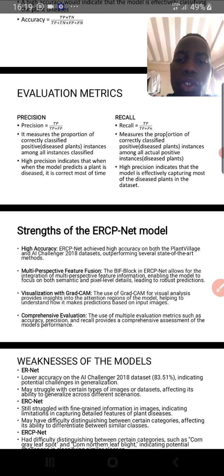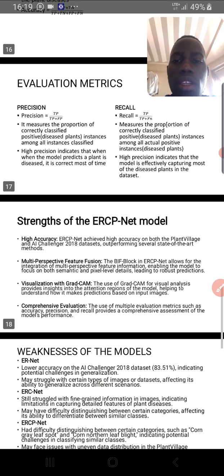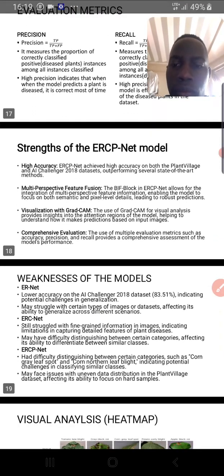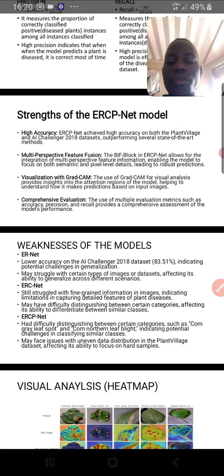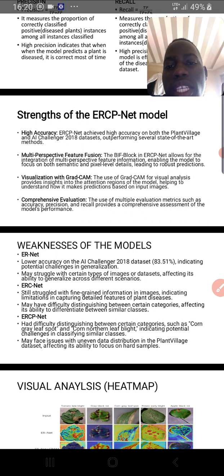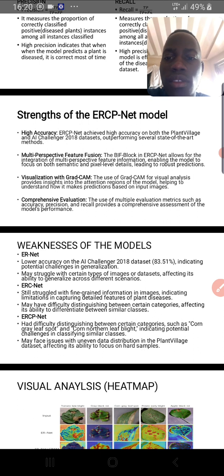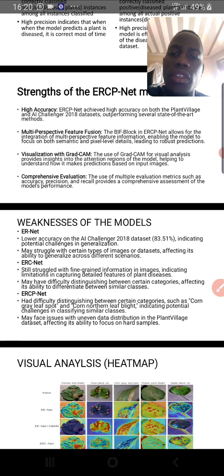So the strength of the Ercp-Net model, it had high accuracy because it was compared with all the state-of-the-art methods, like VGG and ResNet, and it had higher accuracy. And then it has the multi-perspective feature fusion. That is because of the BIF block in the ERCP, which allows for integration of multiple perspective information, which enables the model to focus on both semantic and pixel level details, and makes the model produce robust predictions.